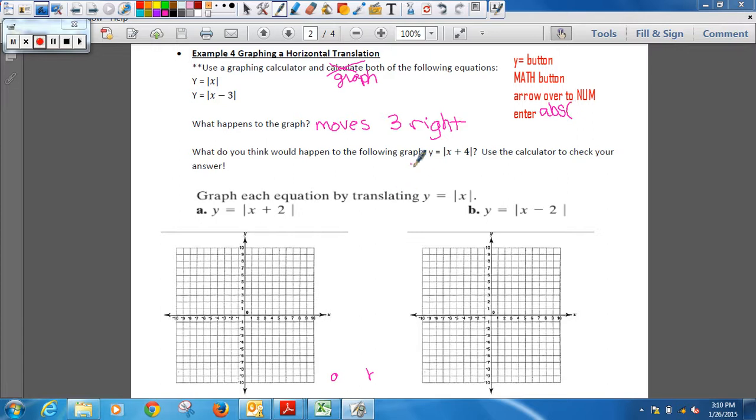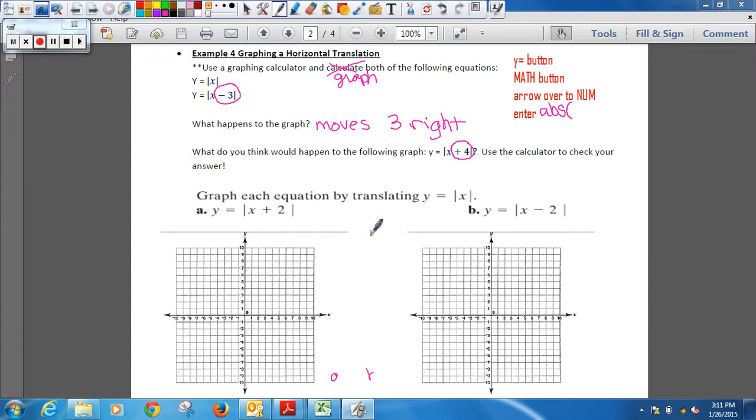What do you think would happen to the following graph? So up here, this -3 inside the absolute value moved it 3 to the right. This time I have a +4 inside the absolute value symbol. So if I go ahead and I graph that, again I'm going to go to the y equals. I would clear out my equations.